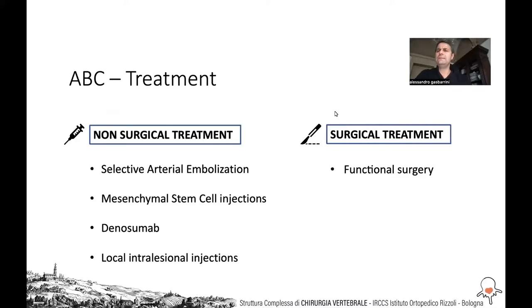Modern ABC therapy is based on the following techniques: selective arterial embolization, which we can define as the first choice, mesenchymal stem cell injection, denosumab, and local intralesional injection. Surgical treatment should be left to cases that do not respond to less aggressive therapy, or when the spine stability or the neurological safety is at risk.